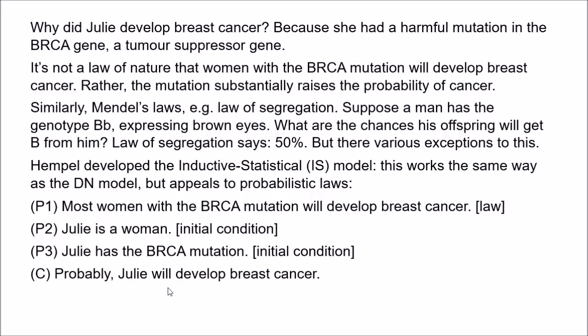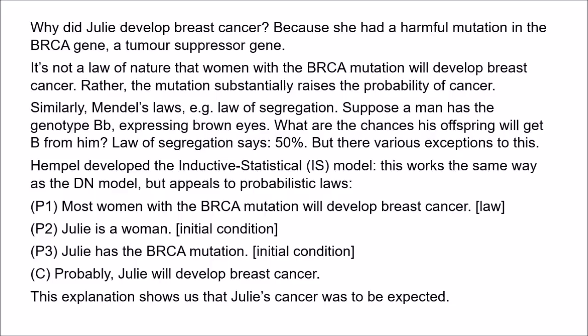So this has the same general form as the deductive nomological model, but it appeals to a probabilistic law, and obviously it's an inductive argument. We can only say that Julie will probably develop breast cancer. But in many ways, it basically works the same way. So you can notice that this explanation shows us that Julie's breast cancer was to be expected, at least to a certain degree of probability.